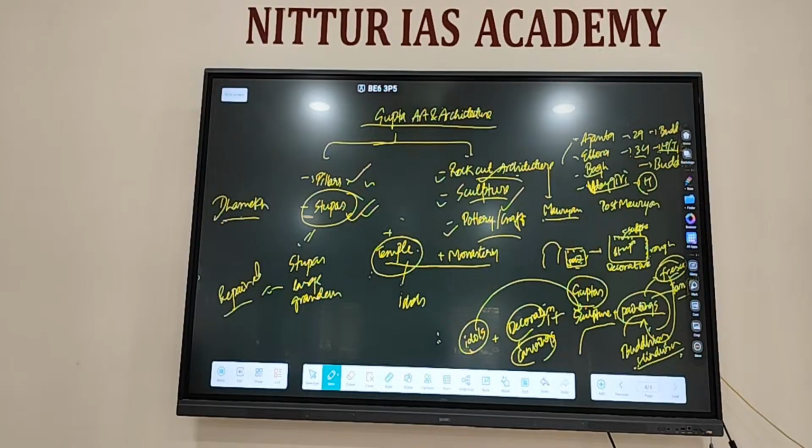Ellora caves are also in Maharashtra. A total of 34 caves are found. Caves 1 to 12 are dedicated to Buddhism, 13 to 29 are dedicated to Hinduism, and 30 to 34 are dedicated to Jainism.